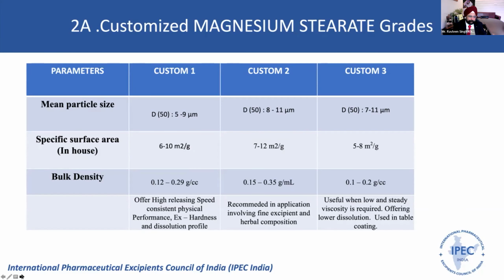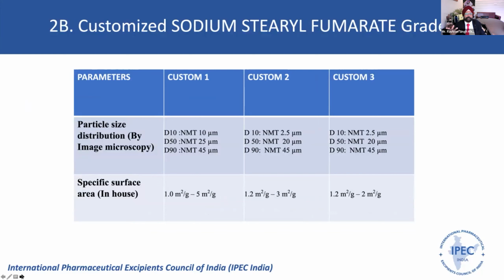So this is about magnesium stearate, then sodium stearyl fumarate grades. Again, D10, D50, D90 are different. And specific surface area, though you can see the surface area are quite lower. In magnesium stearate, you can go up to 20, 25. But with this, 5 is a max. 5 also is a challenge. So here there are different particle sizes and the different surface area.